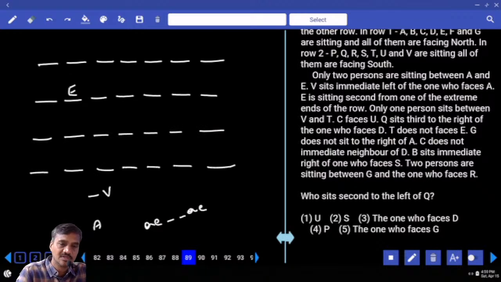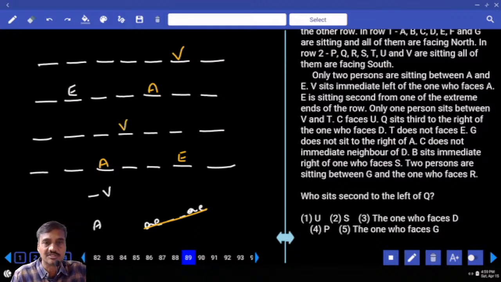5, 6, 7. E can be at this place. Do I have 2 possibilities or not? Now if E is here, 2 persons between A and E, A is here. Now here also 2 persons between A. A's opposite immediate right.